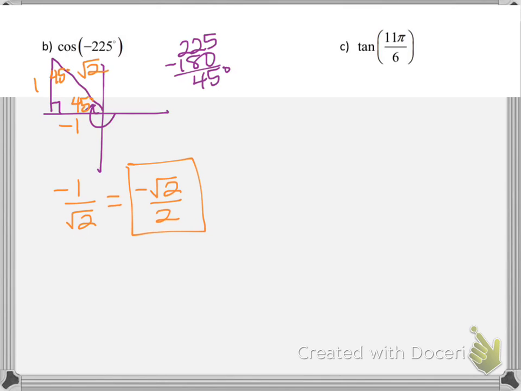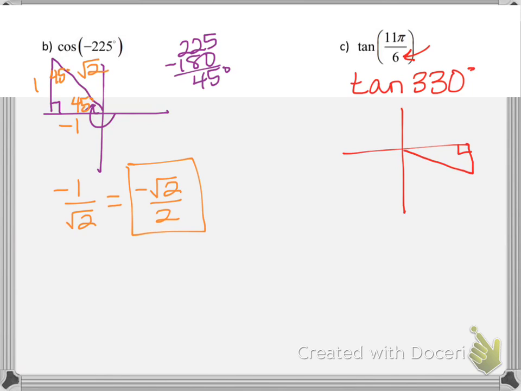And then for tangent of 11 pi over 6, the first thing that I'm going to do is just think about what that is in degrees. So this would be tangent of 330 degrees. Remember that over 6 is really coming from 30 degrees. 30 times 11 gives you the 330. We're going in the positive direction, so counterclockwise. 330 degrees is in quadrant 4.